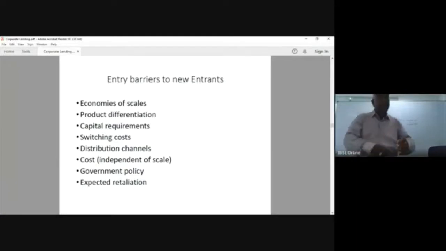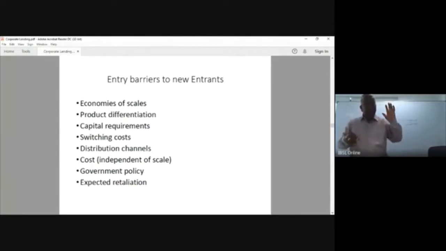Right. So economies of scale is an entry barrier to the new entrant. The new entrant will think, I won't be able to sell at my competitor's price, who is already in the business. I have to sell at a higher price, and if I sell at the lower price, then I have to face losses. So I am not going into this business. So one entry barrier is economies of scale.